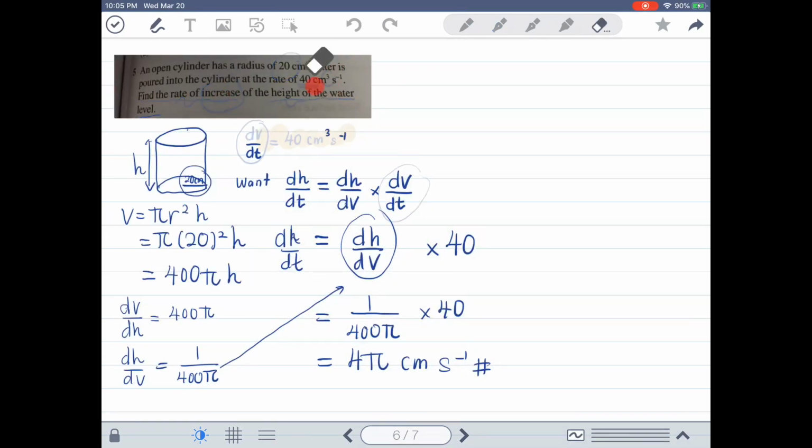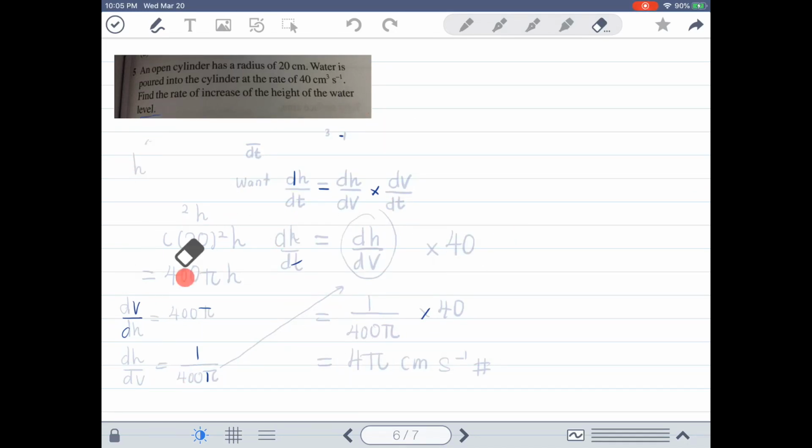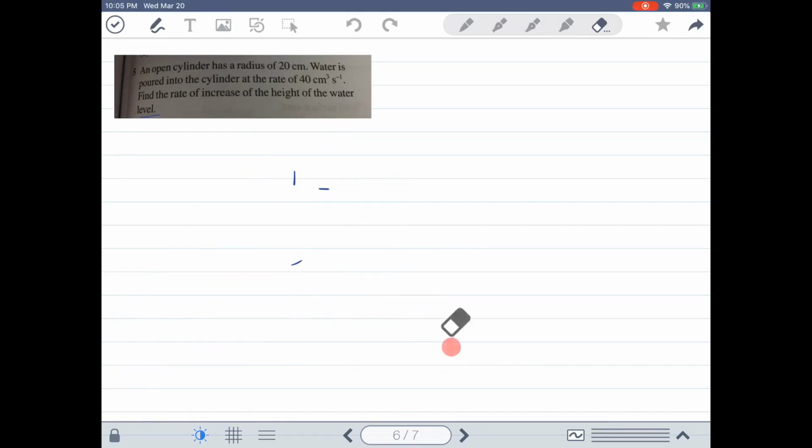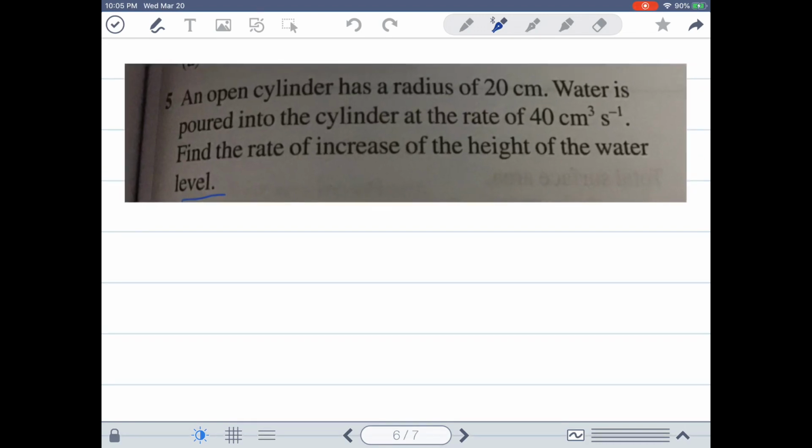Let me clear the picture first. Again, I apologize for the dark picture, so I'm going to zoom in so that we can read the question and extract all the information given.